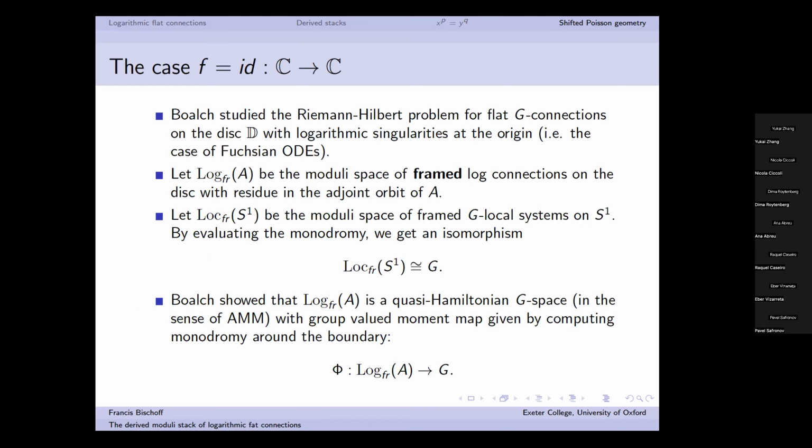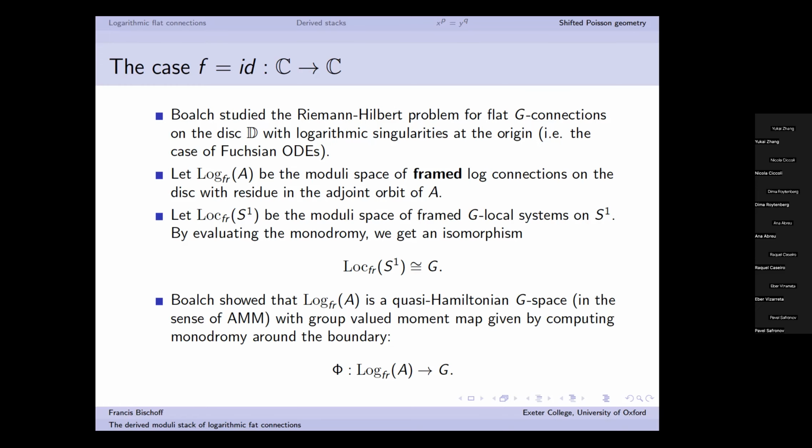He studied the Riemann-Hilbert correspondence for Fuchsian ODEs on a disk. He got a very nice description of what the moduli space looks like and what the geometric structures living on it are. The way to approach this is that he first of all introduces a framing at a point, say the point 1. So you get these two spaces, what I'm calling log FRA. This is a moduli space of framed log connections on a disk, which has a residue in an adjoint orbit.